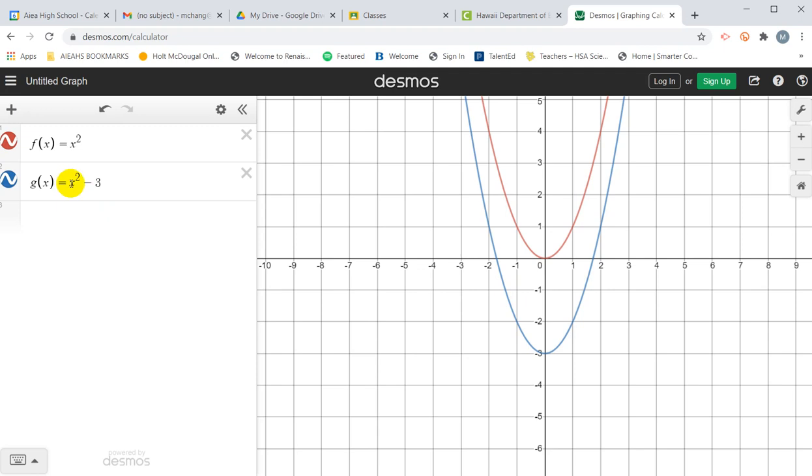Let's say I change up the x's now. Okay, so let's say I change up the x's in here. So let's say I put an x minus 4 in here.